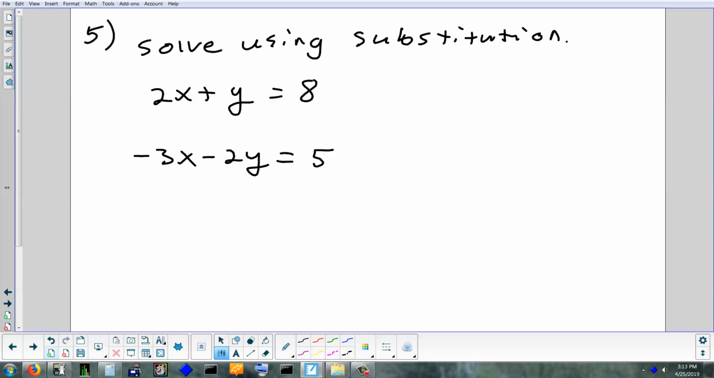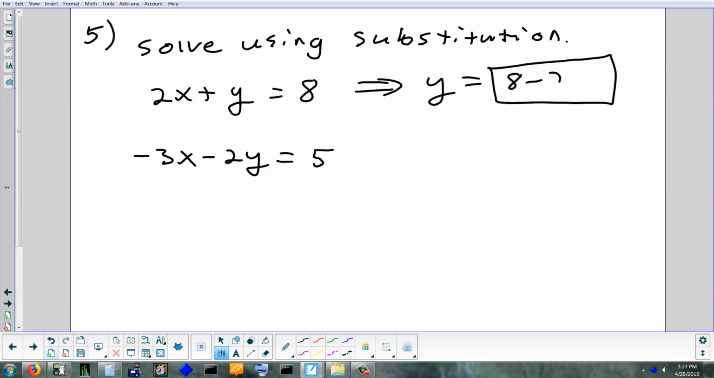All right, so to solve using substitution, pick an equation, and which equation would be easier to work with here? Probably the first one. And what letter could you solve it for? Y. So if you get y by itself, what would y equal? Y equals 8 minus 2x. All right, so we have 8 minus 2x. And now what would we do with that?